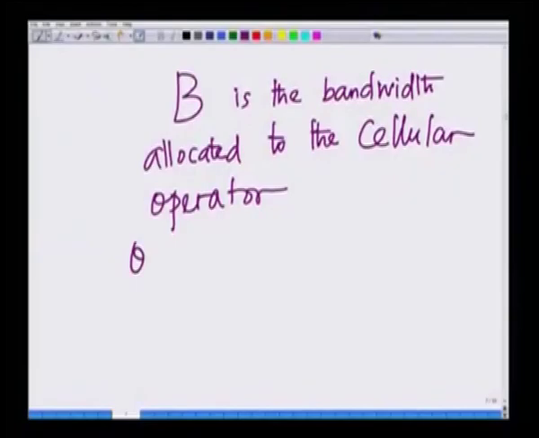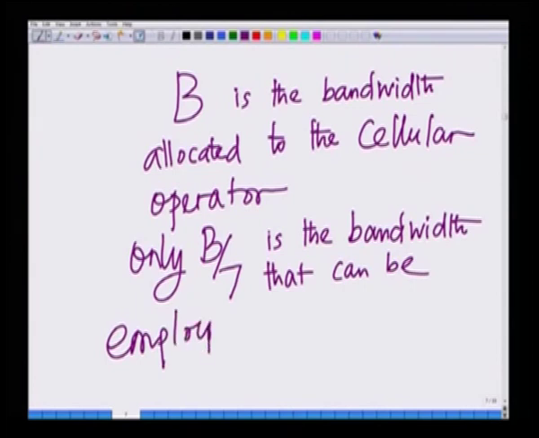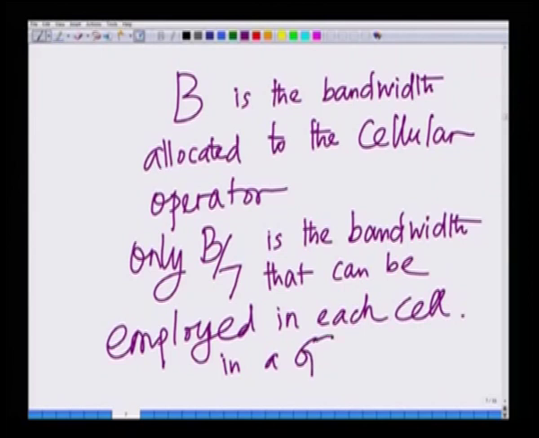That is, only B/7, that is, the bandwidth divided into 7 segments, one of the segments, B/7, is the bandwidth that can be employed in each cell. So, if a bandwidth of B is allocated, B/7 is the bandwidth that can be employed in each cell in a GSM system.